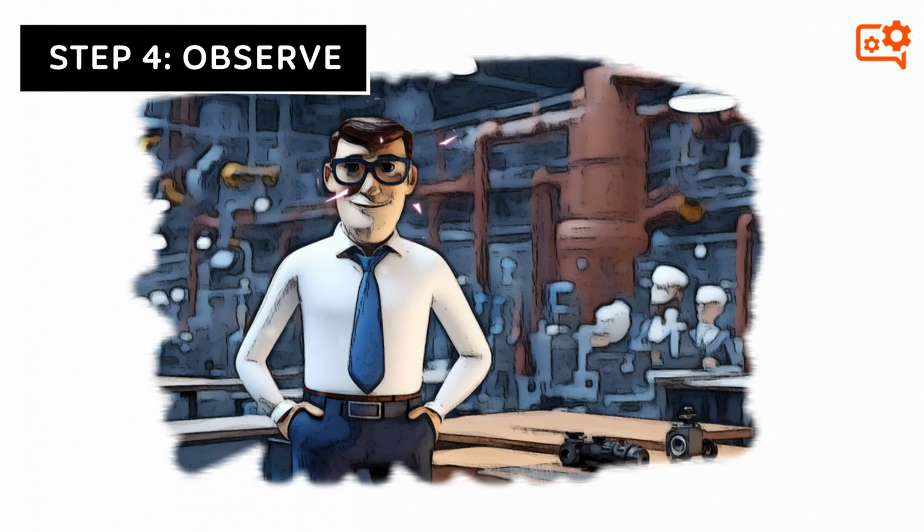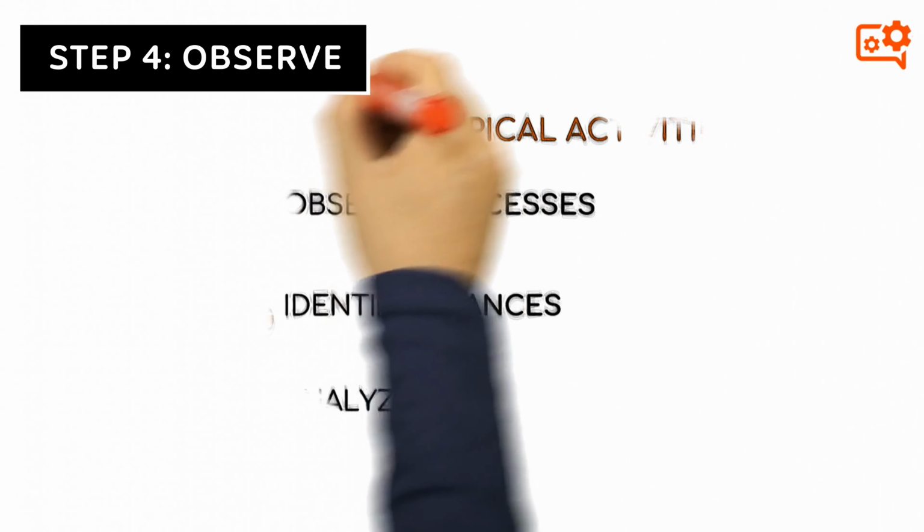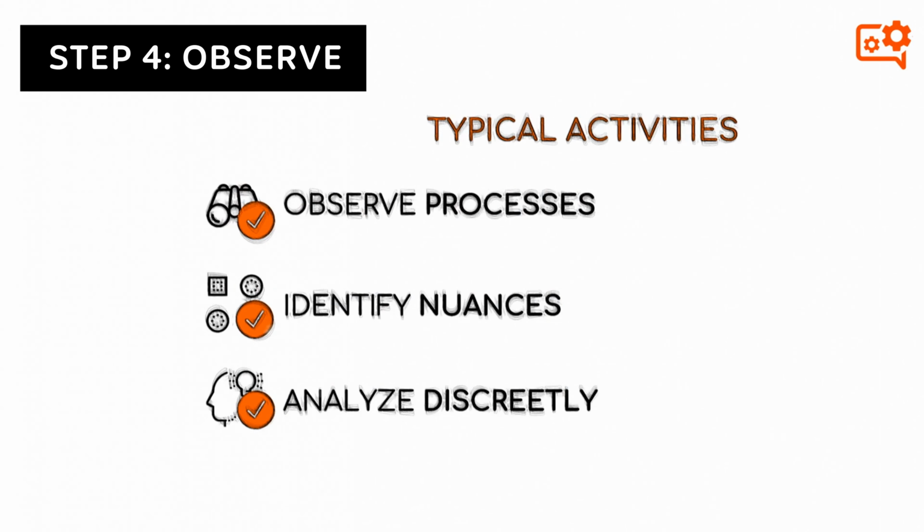Step 4. Observe. Gain a first-hand understanding of real-world functionality. Typical activities: observe processes, identify nuances, and analyze discreetly. This step is akin to being a silent guardian, ensuring processes align with established standards.